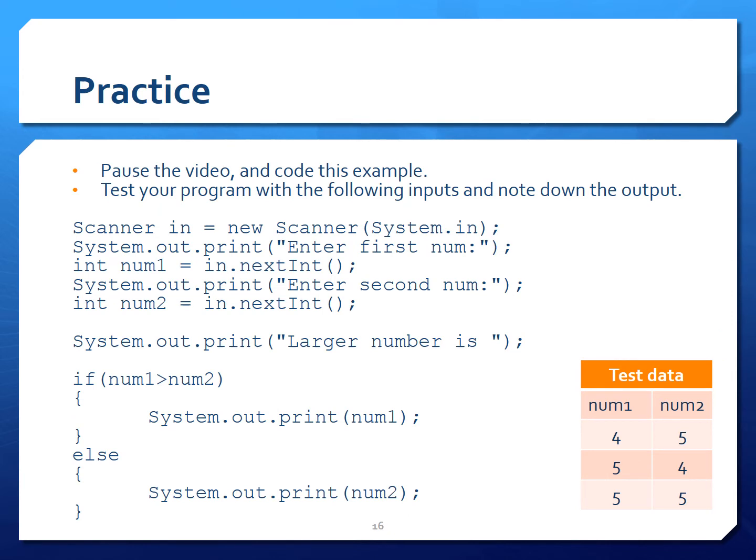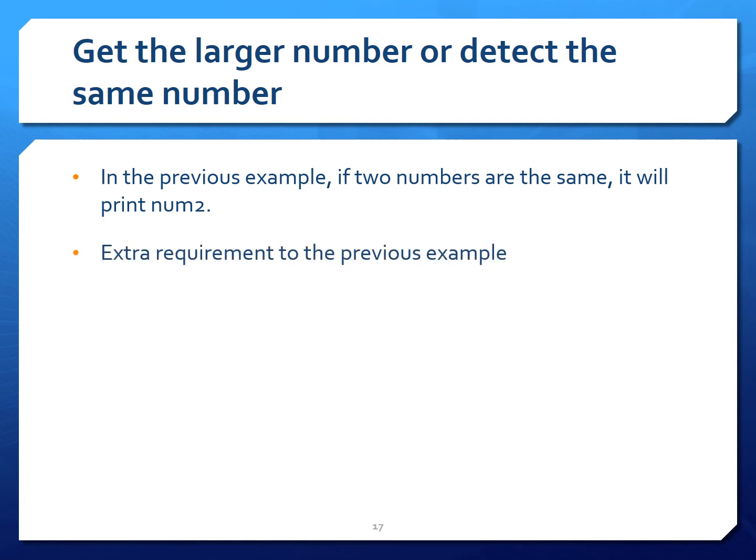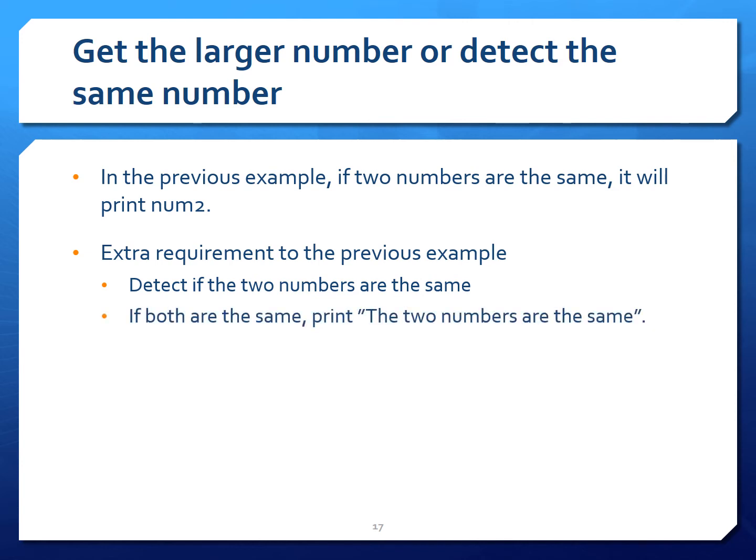Practice time. Pause the video and code this example. Test the program with different input test data as stated. In the previous example, if two numbers are the same, it will print num2. Now, we want to add an extra requirement to the previous example. We want to detect if the two numbers are the same. If both are the same, print "the two numbers are the same".